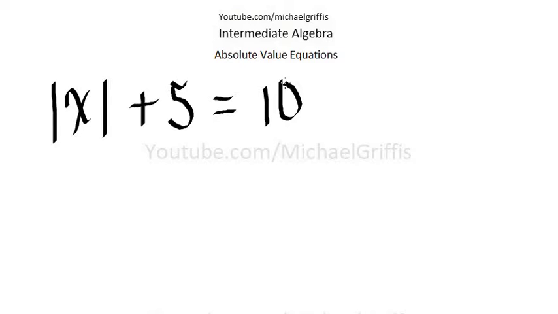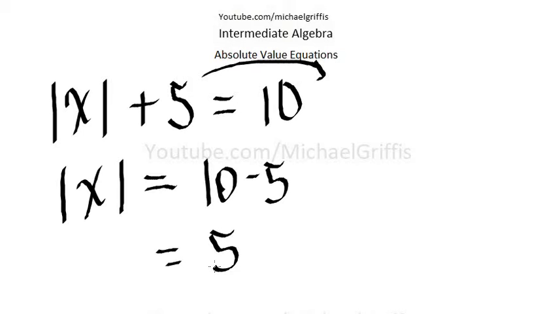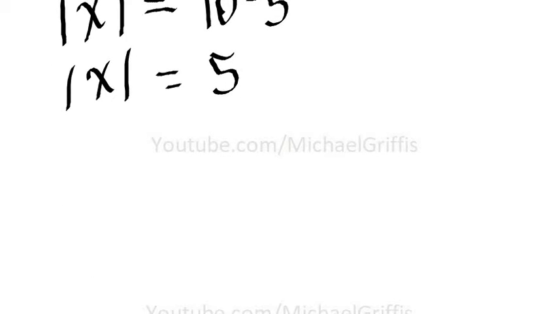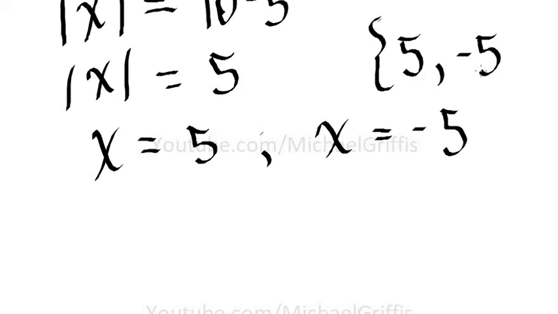All right, so we want to take this 5 over, or subtract 5 from both sides, I guess you could say. And of course this becomes 10 minus 5, which is just 5. So now remember, what do we do? We drop the absolute value signs, write what's to the right, and then we're going to do it again, drop the absolute value signs this time, make that a negative, whatever's to the right. So the solution set to this equation is 5 and negative 5.